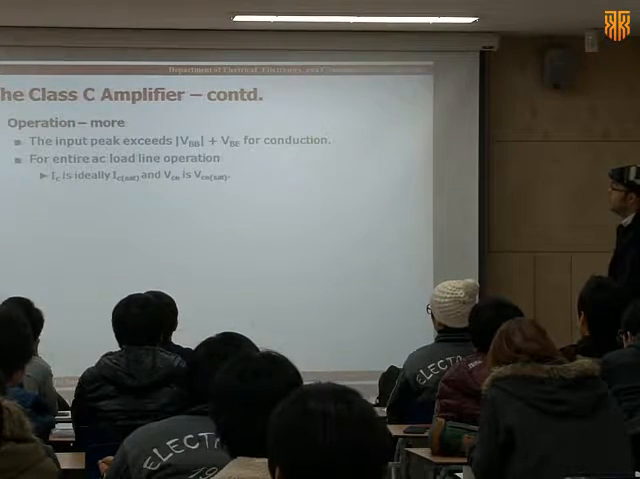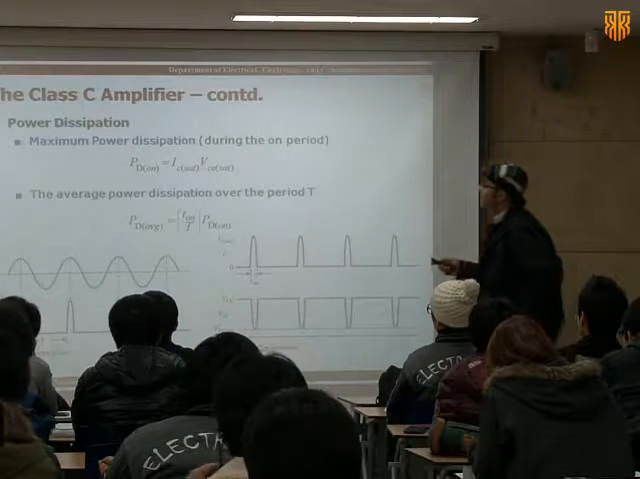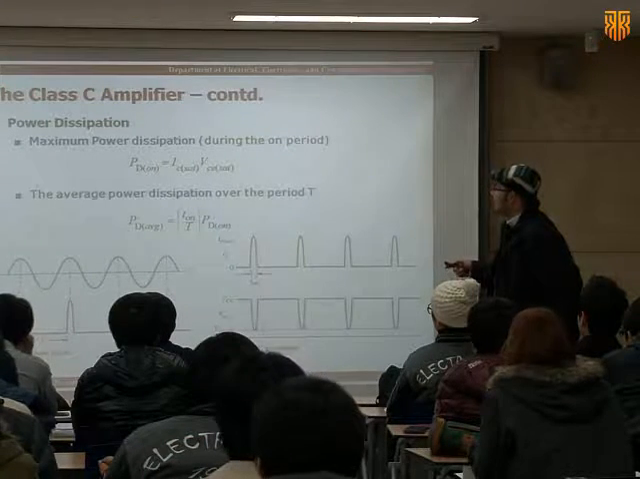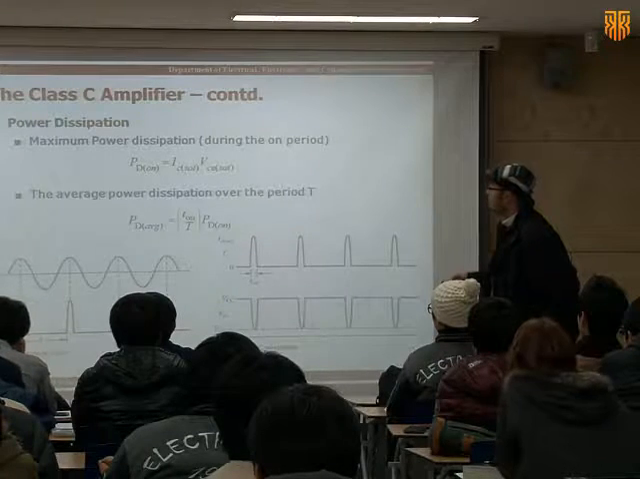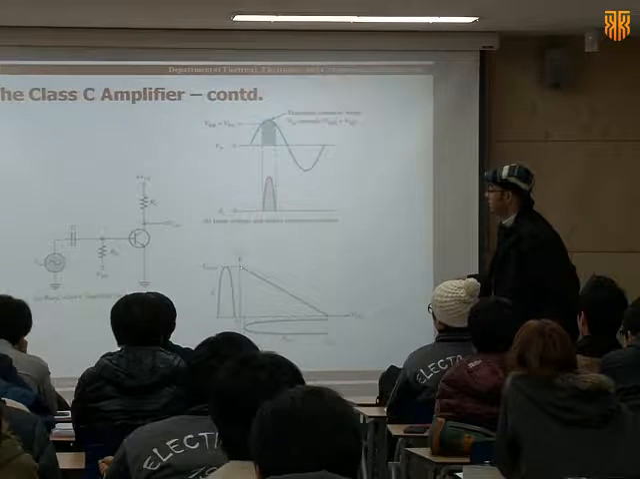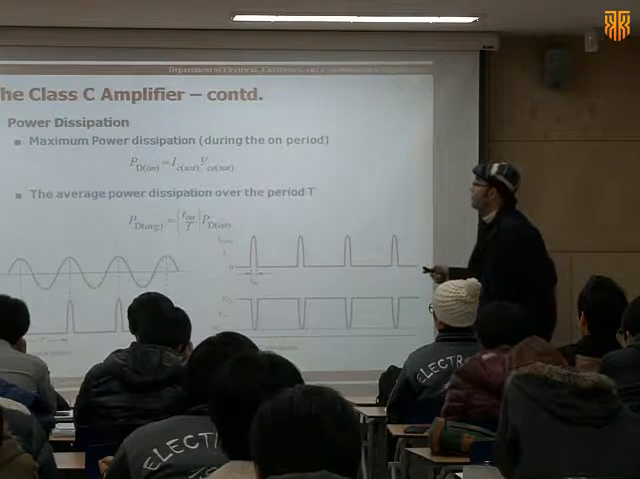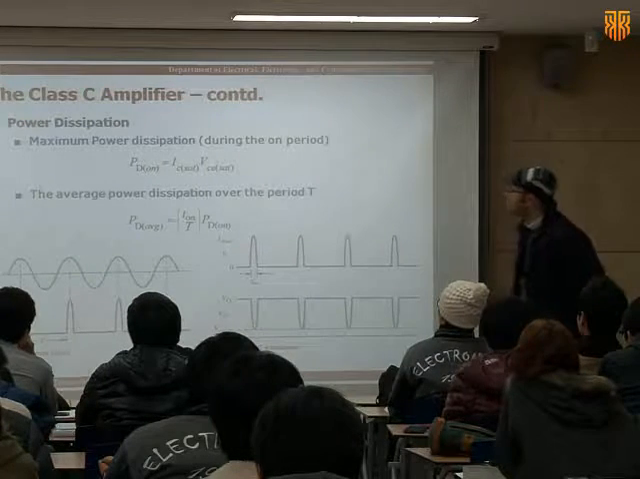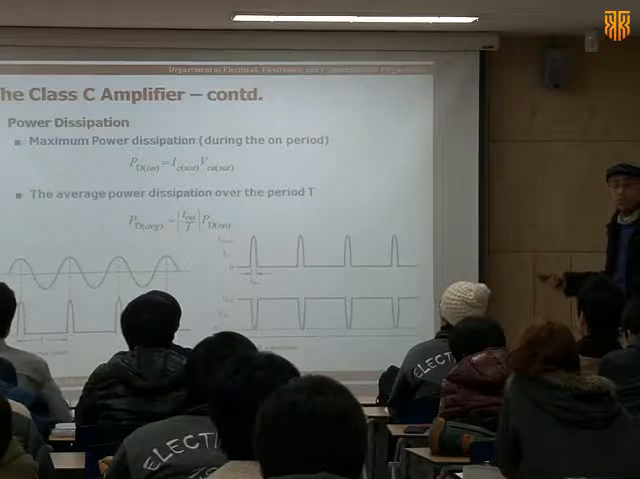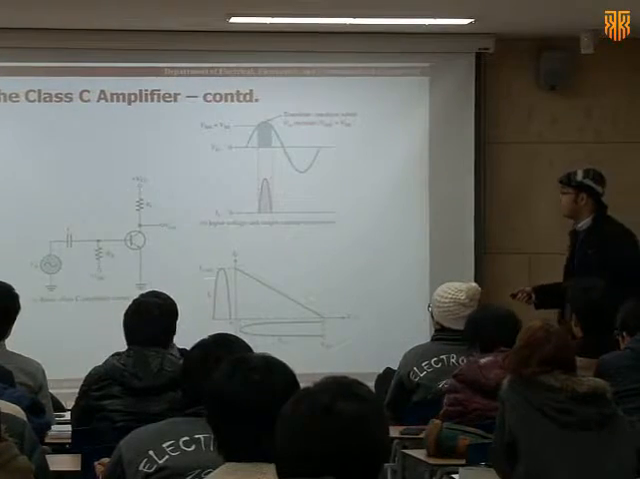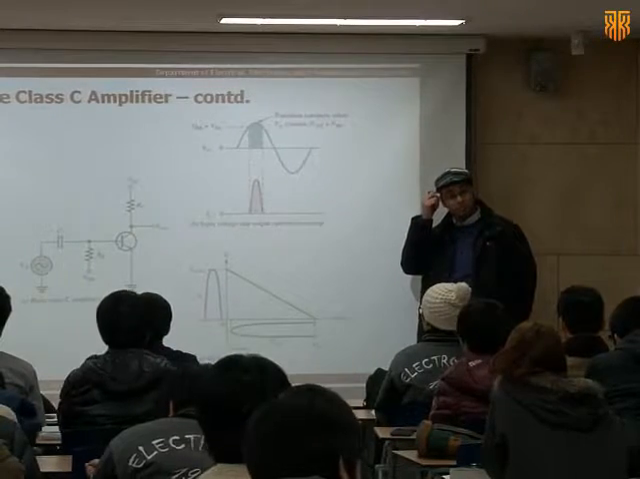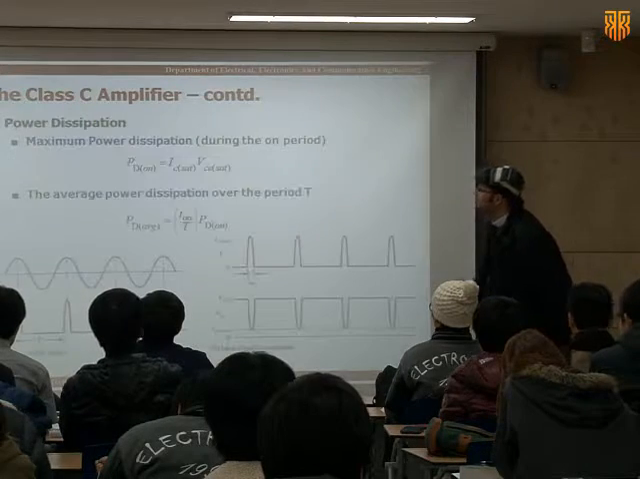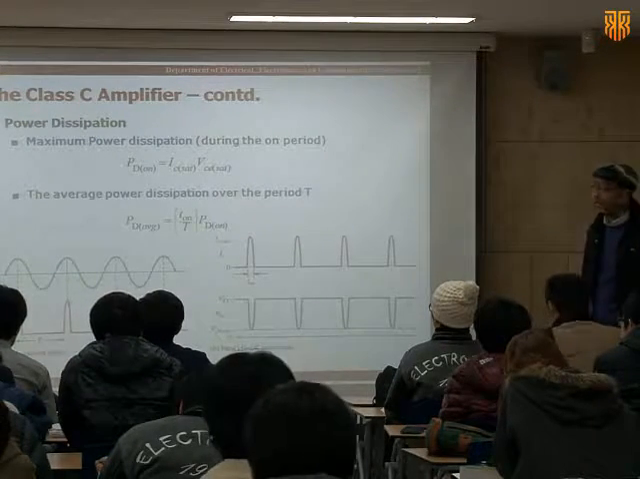Then, what is the maximum power dissipation? As I told you, it equals IC saturation multiplied by VCE saturation. This is the maximum one. If we are here, VCE saturation is very, very small. So the power dissipated is very, very small.